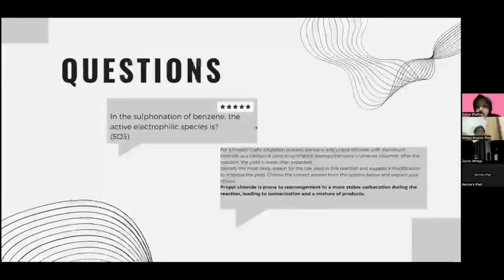That reduces the yield. To improve the yield, we can use an alkylating agent that forms a more stable carbocation without rearrangement, such as tert-butyl chloride.